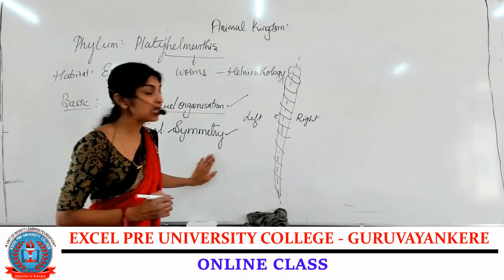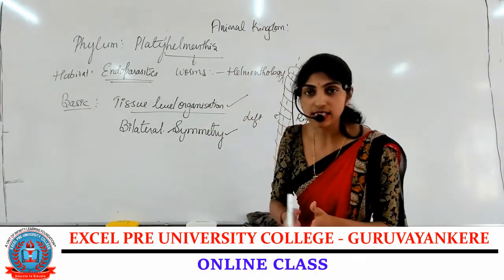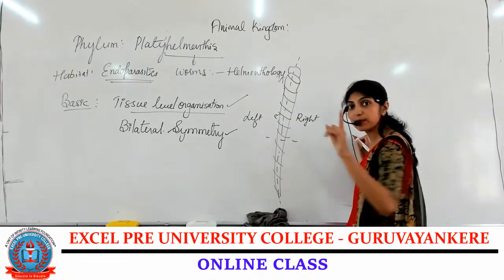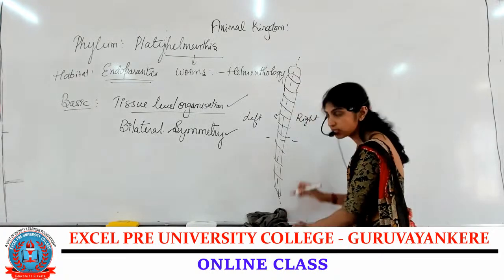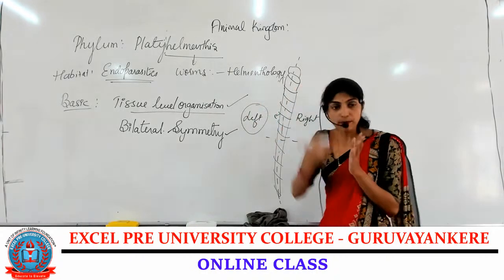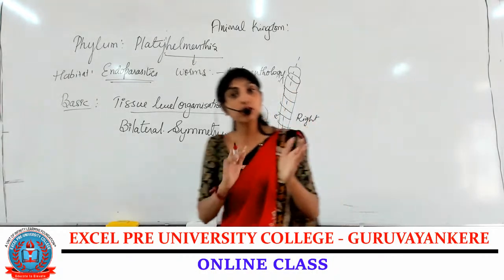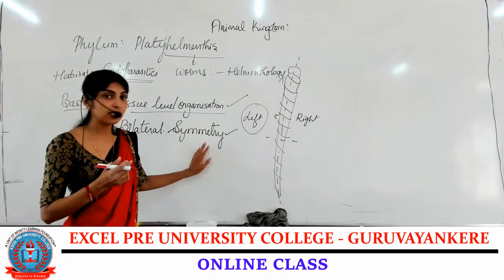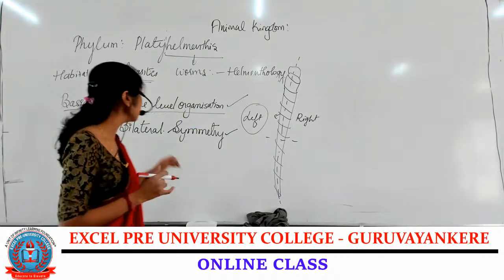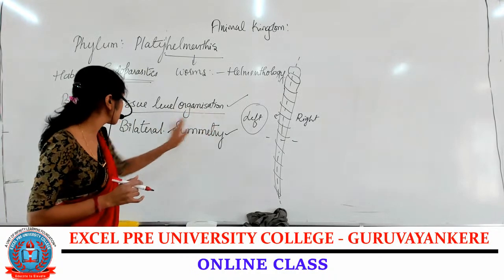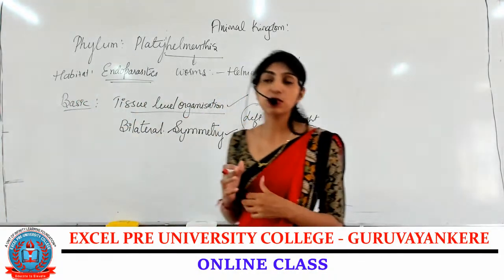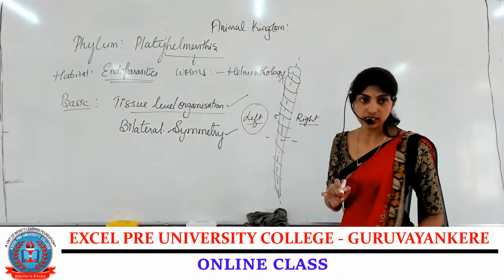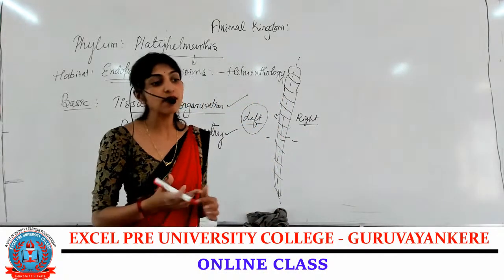Now what is this bilateral symmetry? When we divide an organism through the central axis, it divides into identical left and right. It cannot be divided in any other plane, only in one plane. And when I divide that organism, I should get the complete left part, which is equal to the right part. Then only I can say they have bilateral symmetry. Is that clear? I've told you their basic level of organization: they have tissue level of organization, and they show bilateral symmetry. That is, when we divide an organism along the central axis, it will be divided into left and right.